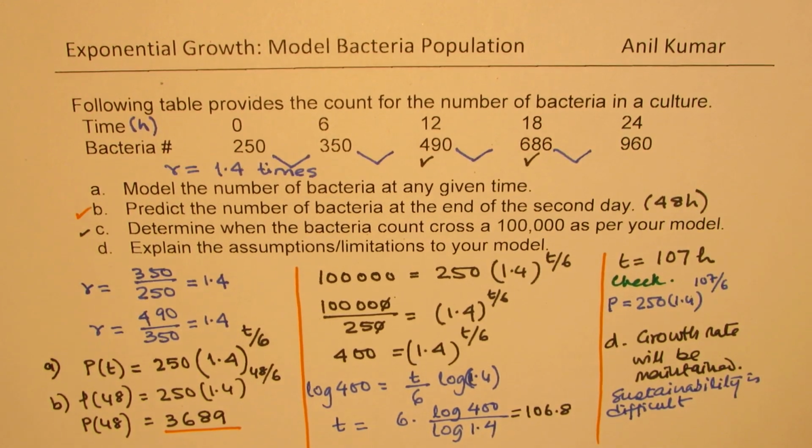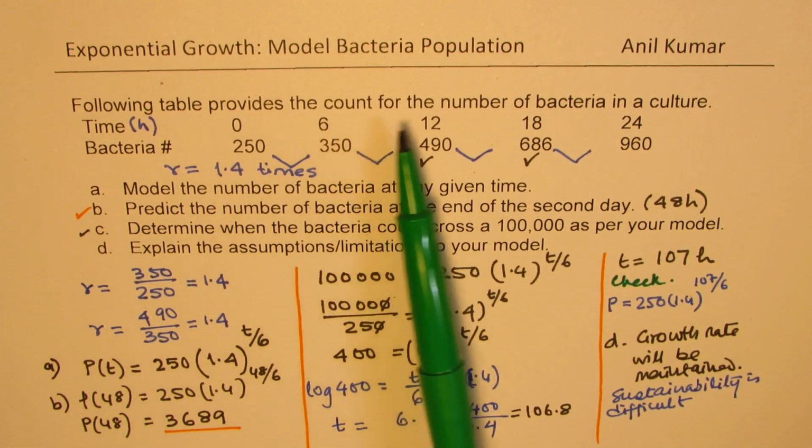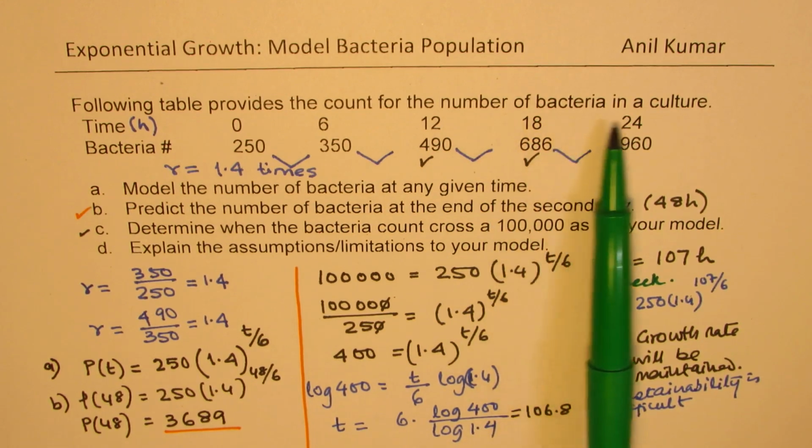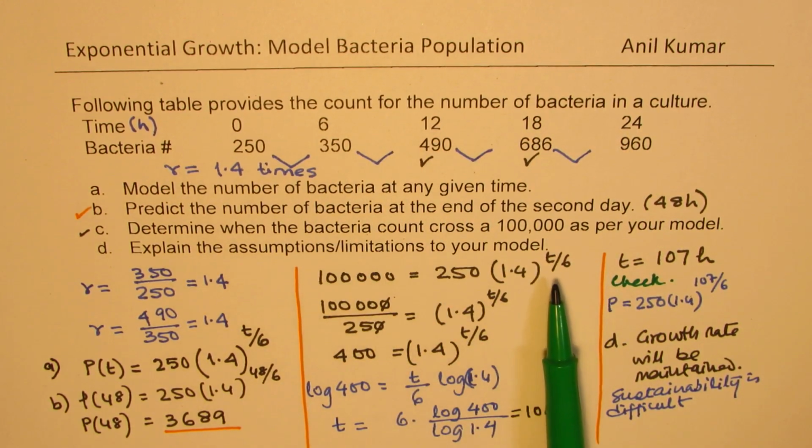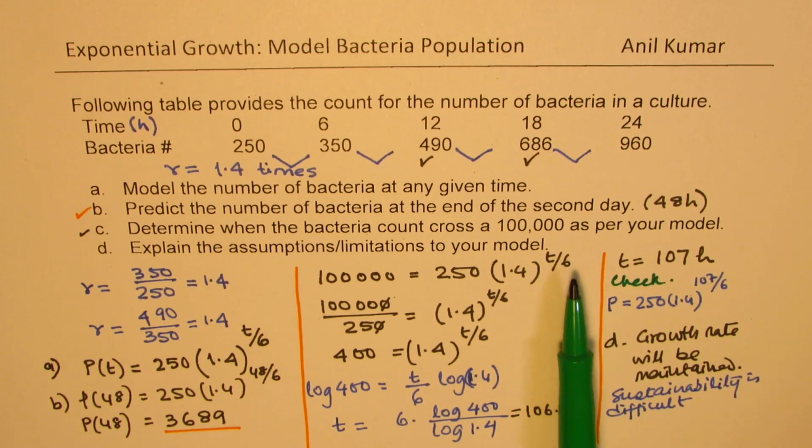So I hope with this you understand, if you are given data where the data is being collected at a given frequency, in that case, in the formula, we can incorporate this concept of t over 6 like we have taken here to answer such questions. I hope that makes sense.